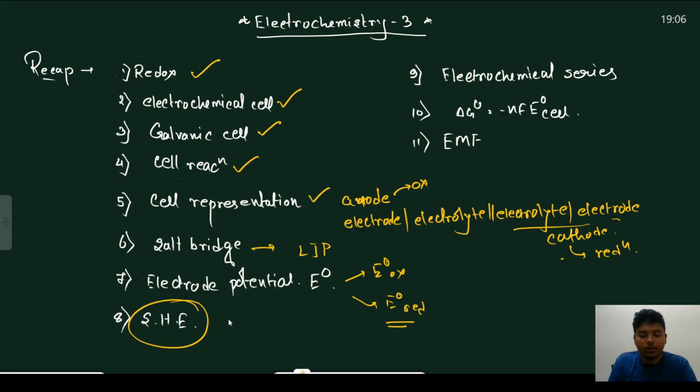What is the reduction potential of the standard hydrogen electrode? Zero only. Based on that, it is the reference.